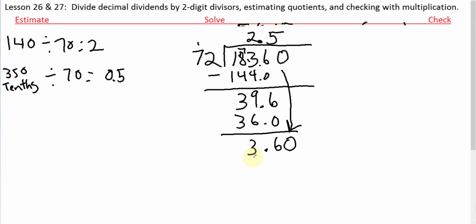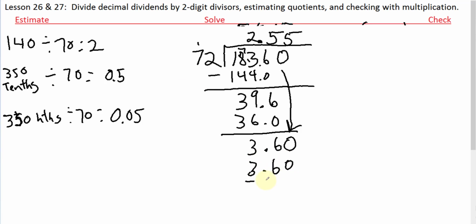And so now I'm doing 360 hundredths divided by 72. And if we estimate that, we would have 350 hundredths divided by 70, which equals 5 hundredths. So we have 5 hundredths times 72, and we get the same thing, which leaves us with 0 and a final answer of 2 and 55 hundredths. Let's go ahead and check that.